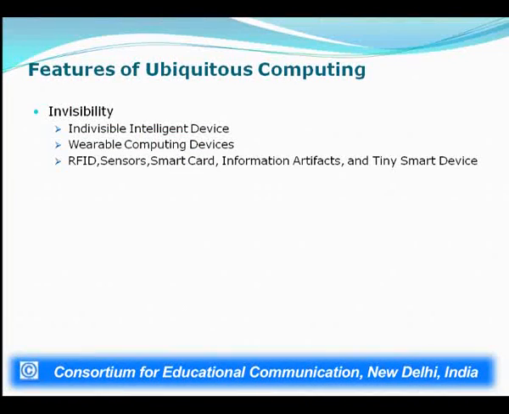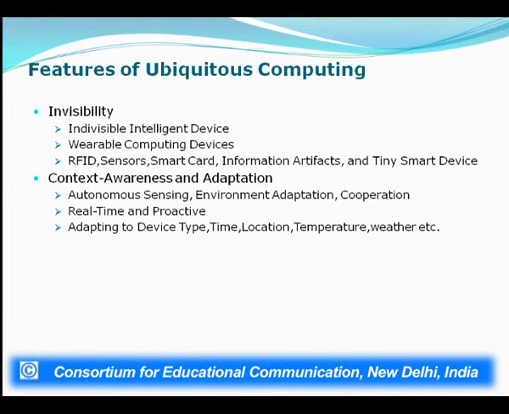So, there are some features of ubiquitous computing. Those features are very necessary for any system, any software or hardware, to be part of ubiquitous computing or ubiquitous design. The first feature is invisibility. Invisibility means the devices should be intelligent and invisible. The devices should be wearable. The devices should be like RFID, which is extensively used these days. It should be smart cards, sensors, information artifacts or any tiny smart devices.